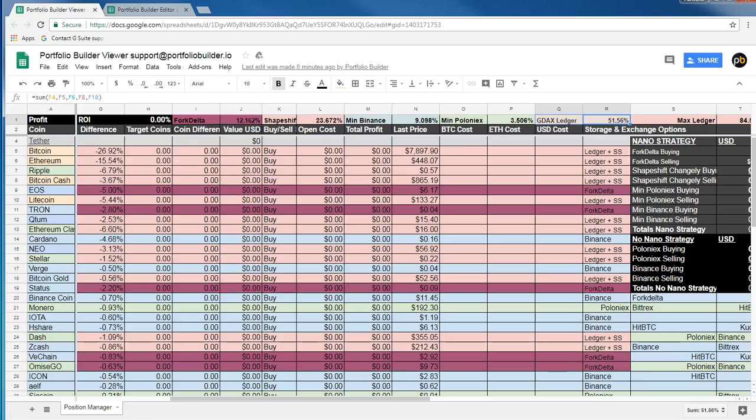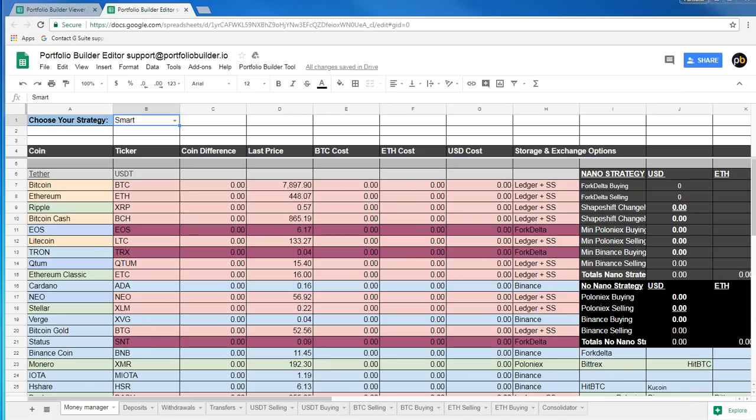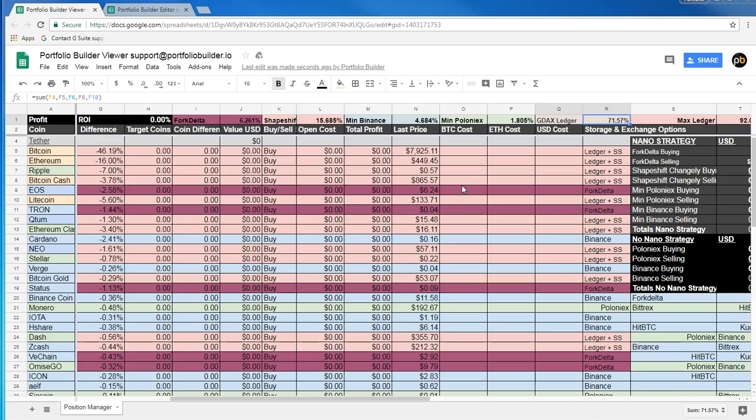Now to contrast that, let's just switch back to the smart strategy. Now you can see we have 71.5% at GDAX in those top 4 coins. Only 1.8% of our portfolio at Poloniex, 4.6% at Binance, 15% essentially holding the different coins that the Nano Ledger S can hold and trade with Shapeshift, and then down to 6% at Fork Delta. So we'll talk about each of these exchanges and what they do in a little bit.